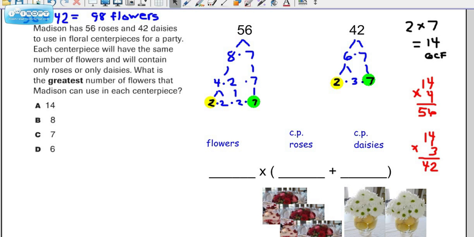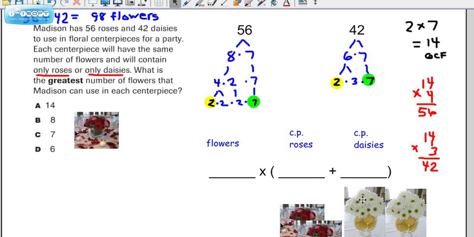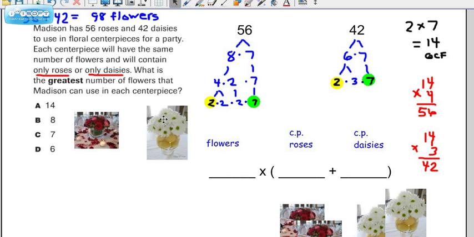Now, what makes this problem a little bit difficult is this wording right here. We're only going to have roses or daisies in a centerpiece. So that means you have to kind of visualize roses as a centerpiece and daisies as a centerpiece. And we're trying to figure out how many flowers we are going to put inside each centerpiece.